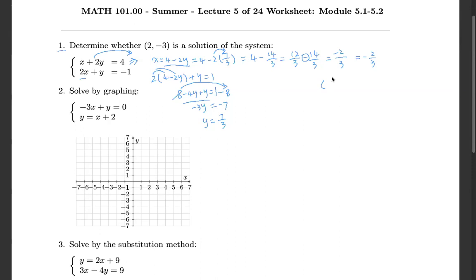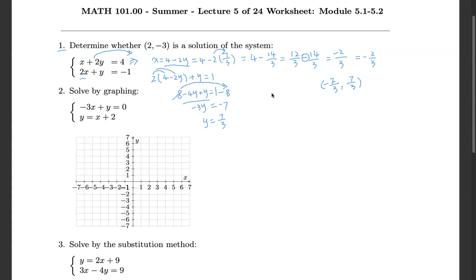Oh, actually, the first one is saying determine if (2, negative 3) is the solution of the system. I'll check that later. So we have x equals negative 2 over 3. So the first member is always the x value. The y value is 7 over 3, always the second member. Okay, so this is a substitution method.